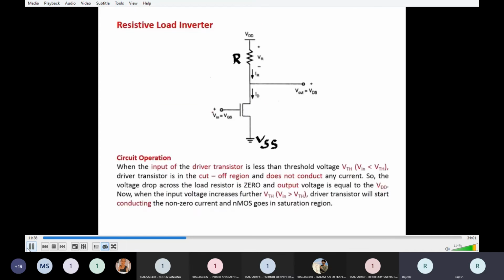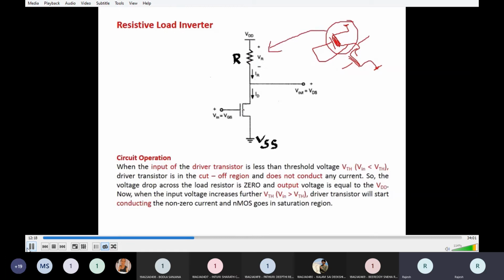So the first one is the resistive load inverter. If you observe, this is the NMOS inverter as we discussed previously. Here it is a depletion mode NMOS, here it is VDD, here it is ground, and here it is the input and this is the output. This is the depletion load inverter or NMOS inverter. Here the pull up network is now replaced with a resistive load.